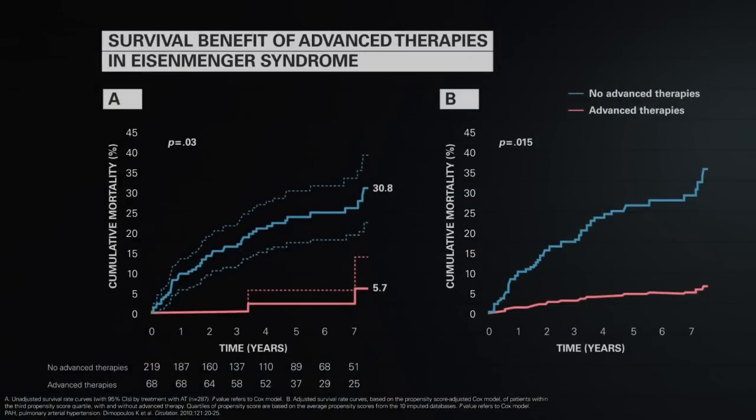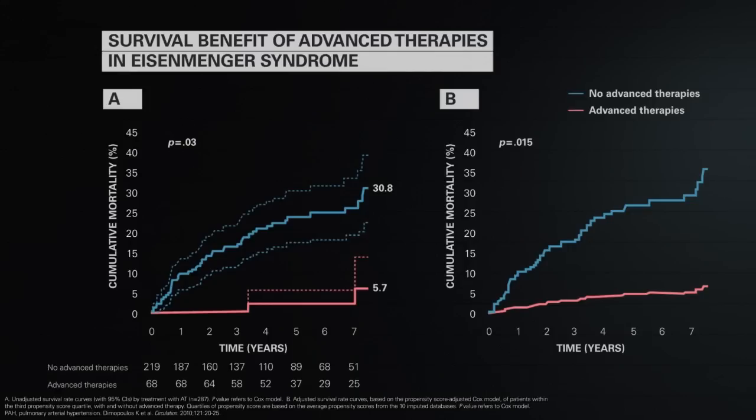The greatest proportion had complex anatomy, and more than 50% were classified as New York Heart Association Class 3 or higher at baseline. 68 patients were either on advanced therapies at baseline or treatment was initiated during follow-up. Furthermore, of the 52 patients who died, only 2 were on advanced therapies.